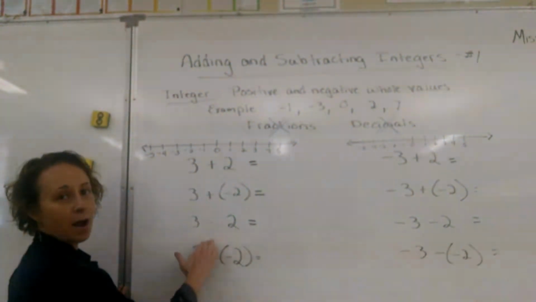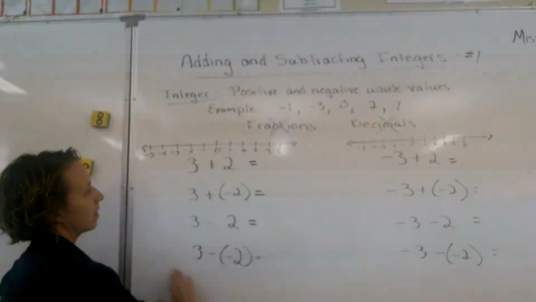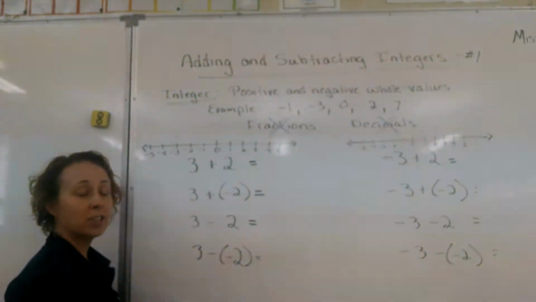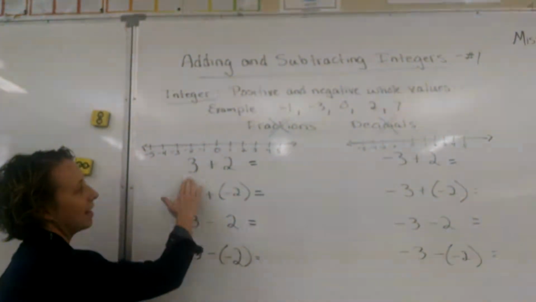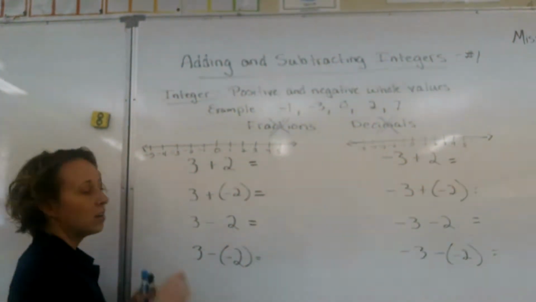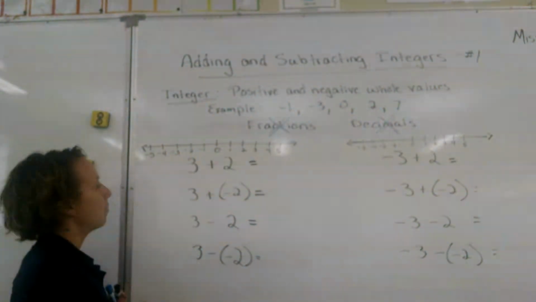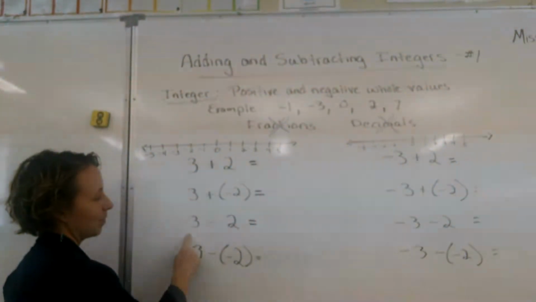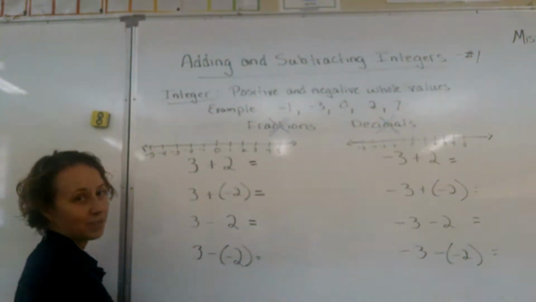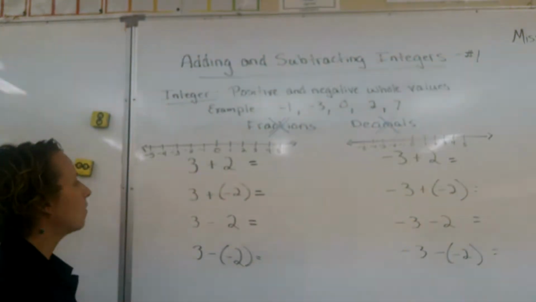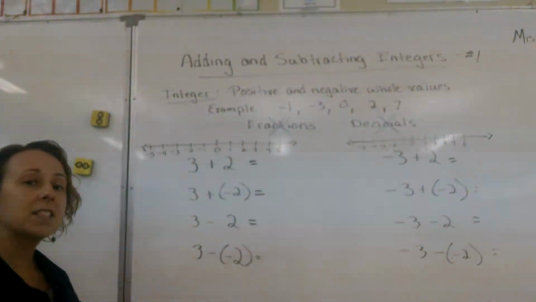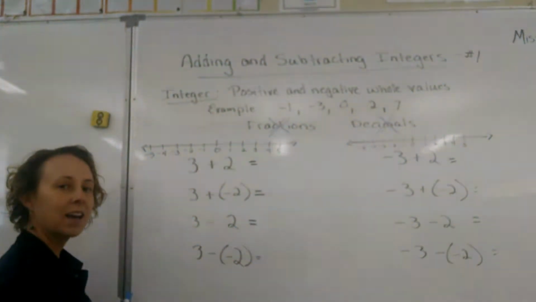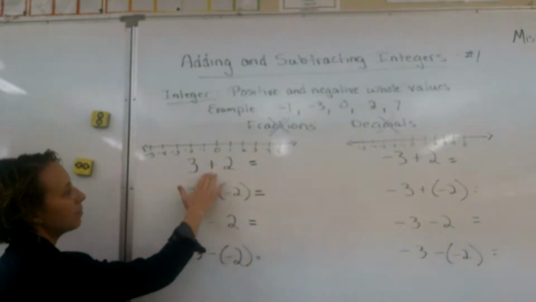I have some example problems over here that I'd like us to start with. And to help us out, I've drawn a number line. A number line is a good strategy you can use to help you when adding and subtracting positive and negative numbers. You can always just draw one on your paper and it can help you out. I have 3 plus 2, 3 plus -2, 3 minus 2, and 3 minus -2. Let's see what happens when I go to solve each of these problems. As we do so, I want us to look for patterns to help us come up with an understanding of how we do this.